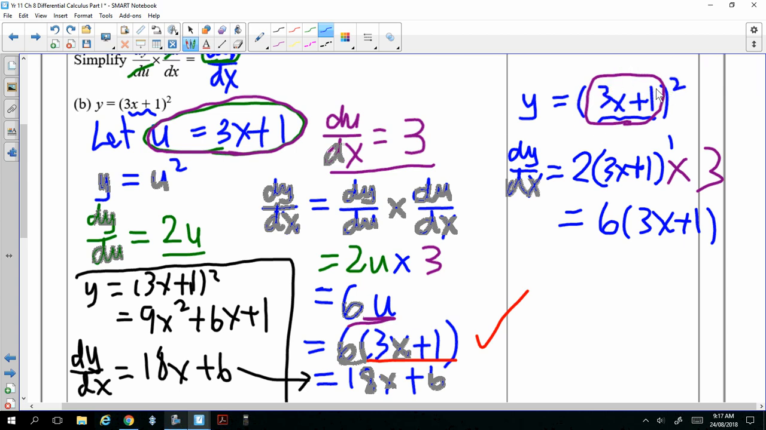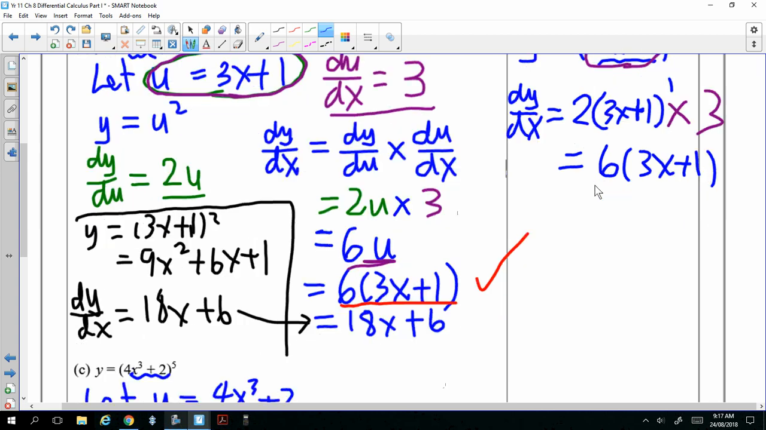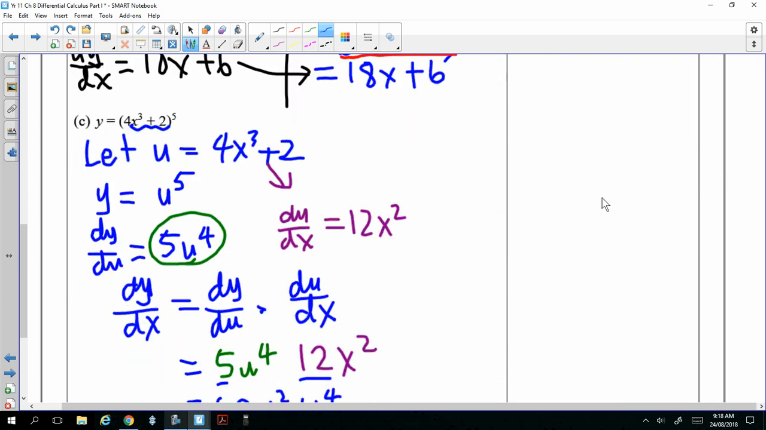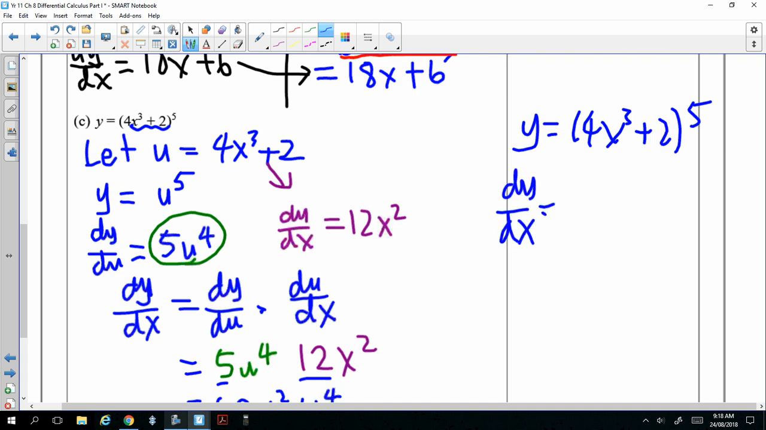Let's do the next one. Okay, y equal to 4x cubed, squared to power 5. Okay? dy over dx, again, pretend this is one term. This is u, right? So what do you write? 5 something to power 4. Does that make sense? And then whatever's inside cannot change. It remains the same, right? It remains as u. And what else you have to do? Differentiate that, which is 12x squared.